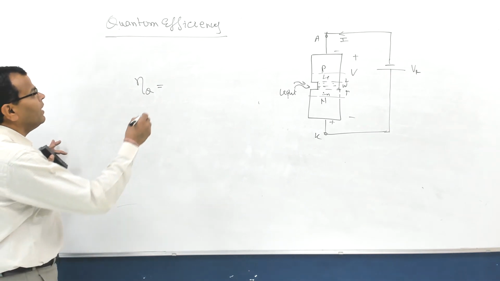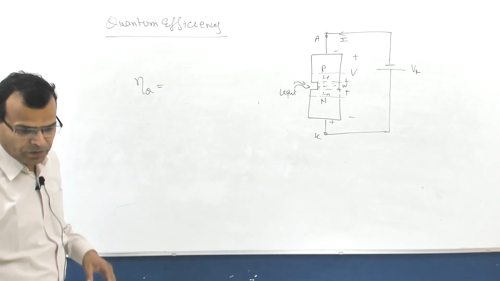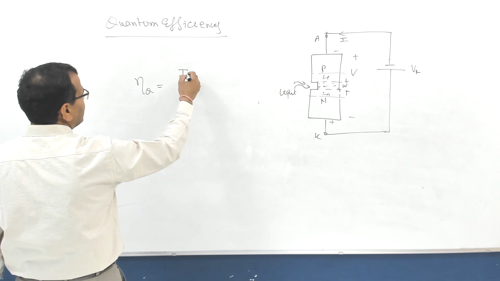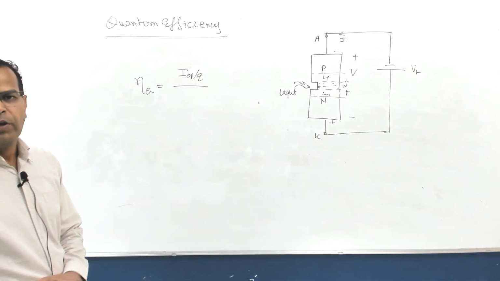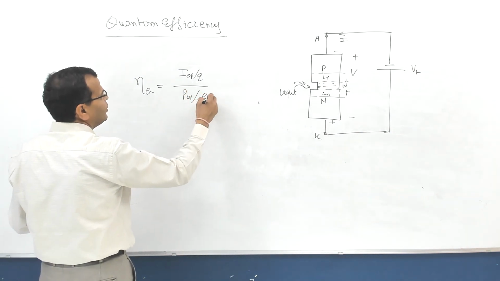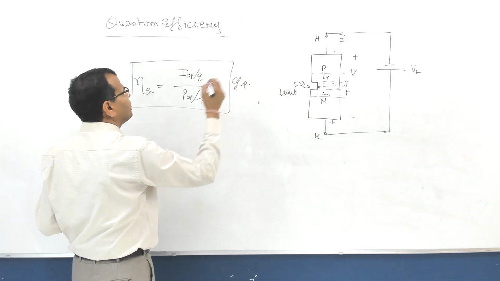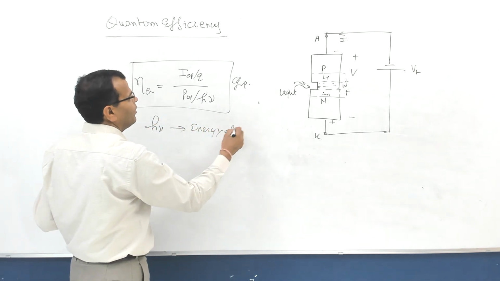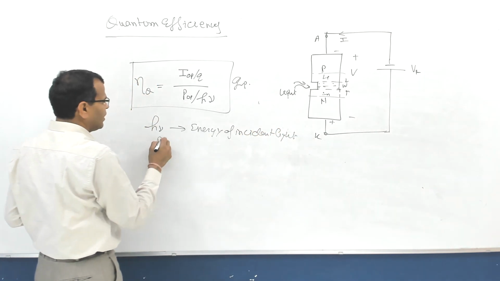Mathematically it is given by the current of your diode, I_op, divided by q, over the optical input power divided by h nu. Nu is the frequency of the light. This is important for the exam. h nu is the energy of incident light.